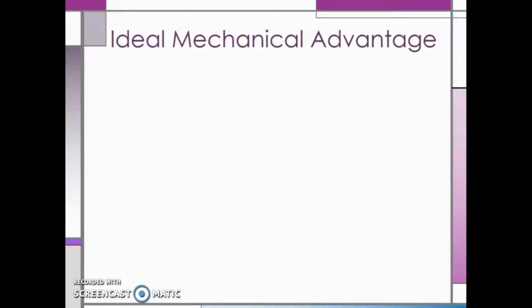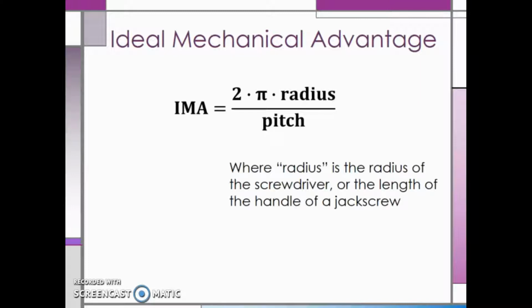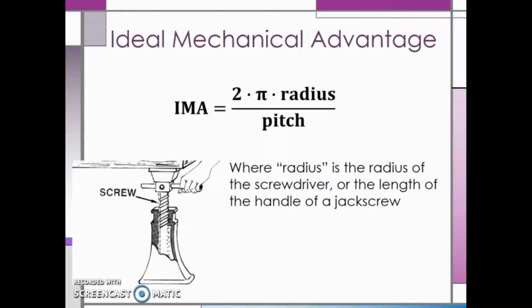Just like with inclined planes, we will be using the ideal mechanical advantage because there is a lot of friction with screws. The ideal mechanical advantage of a screw is equal to 2 times pi times the radius divided by the pitch. The radius will be the radius of the screwdriver, or the length of the handle of the jack screw, as seen in this picture.